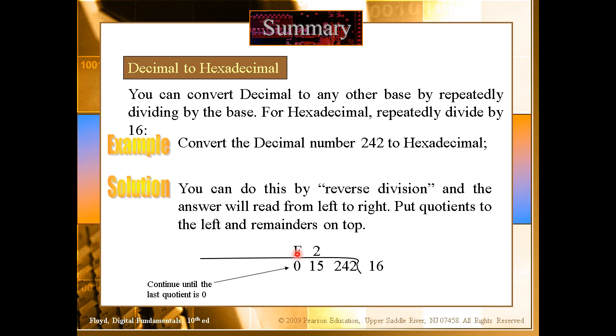Because you tried to divide 15 by 16 and you could not divide it, your answer is 0, and the 15 itself is the remainder. But you wrote 15 in hex, which is F. So we'll stop at this point because our last quotient is 0, right? We keep dividing until we get a quotient of 0. So now we have a quotient 0, so we'll stop here, and our answer is F2. The F2 is the equivalent hexadecimal number we were looking for. So F2 is equivalent to 242 in decimal.